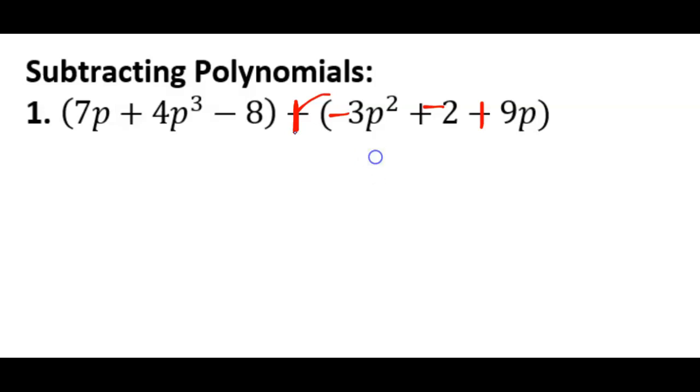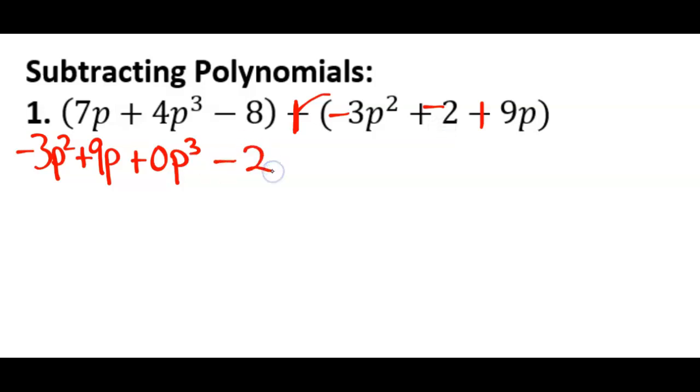Okay? So I've got a negative 3p squared. Where's that going to go? Oh, wait a second. There's not a p squared here. What do I do now? Well, I guess I could put it in the front because there isn't a squared term. All right, is there a p term? Yeah, positive 9p. So plus 9p goes underneath my 7p. Do I have a p cubed term? No. So I'm going to put a plus 0p cubed there just to hold the place. And I have a -2, so I'm going to put a -2 under there.